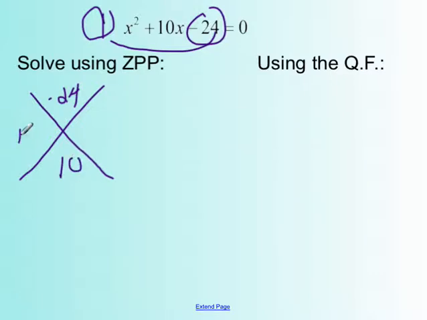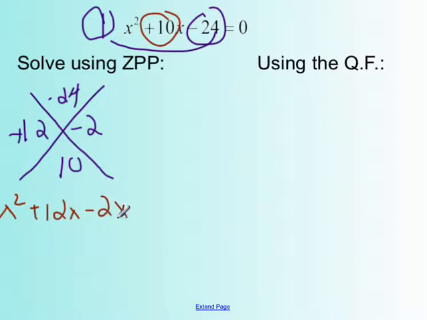Because it's a negative product, we need a positive and a negative factor. So I'm going to use positive 12 and -2. And now I'm ready, I can split up this middle term here. So I have x squared plus 12x minus 2x minus 24. And now I'm ready to factor by grouping.